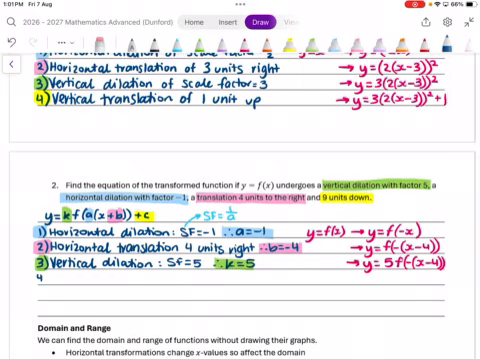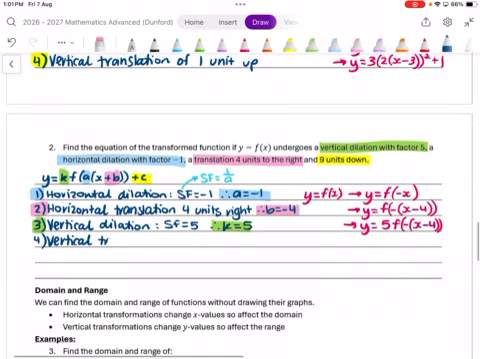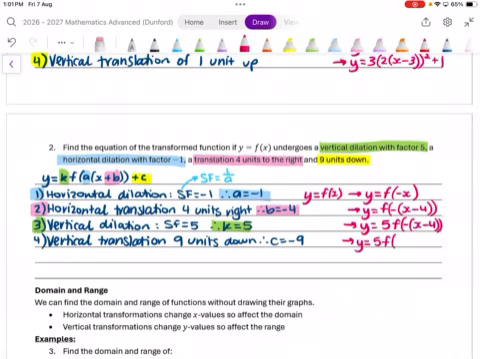And finally, we have our vertical translation, 9 units down. So if we're going down 9 units, that means that our c value is going to be minus 9. Oops, that does not look like a 9. So we'll get that y equals 5f, lots of negative x, lots of x. Oh, no, we don't need an x. What have I done? So 5f, lots of negative, lots of x minus 4, close your brackets, minus 9.